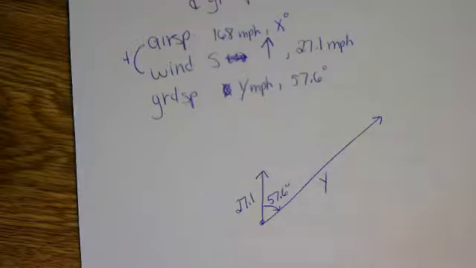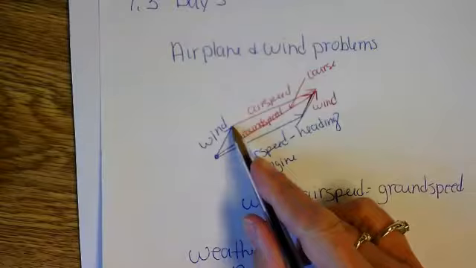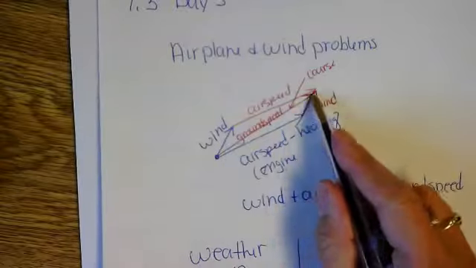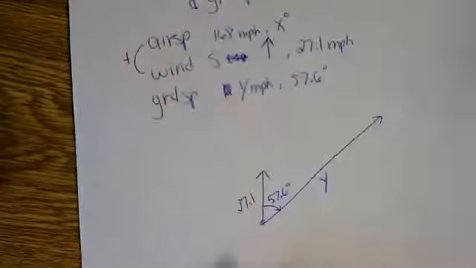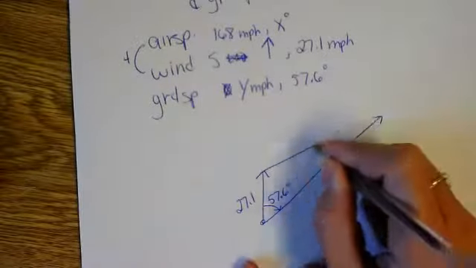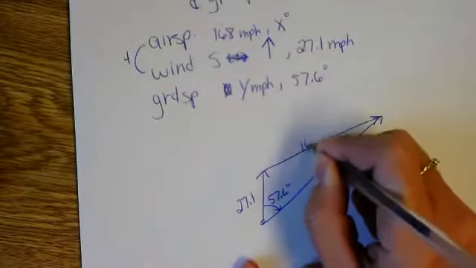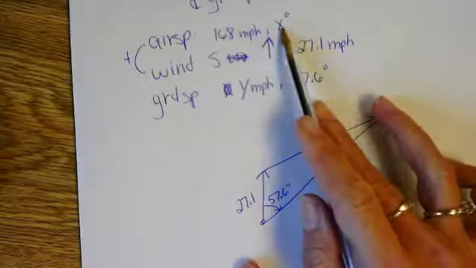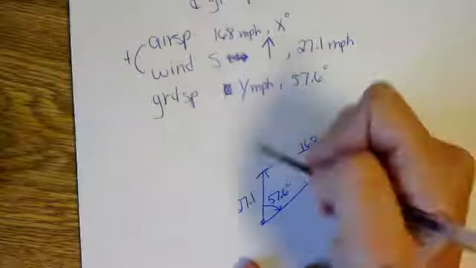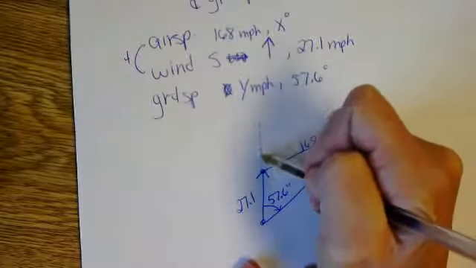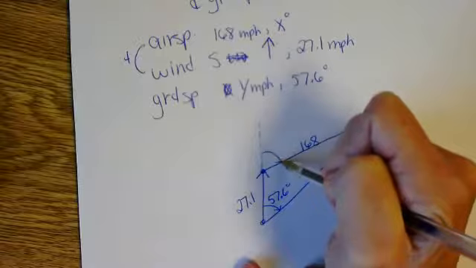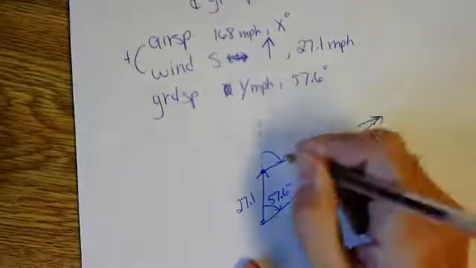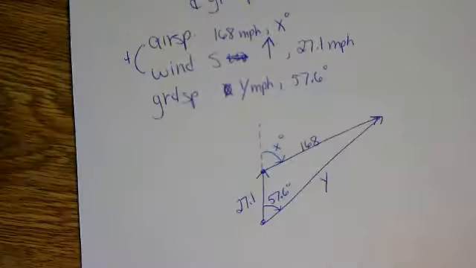And now I'm just going to add on the airspeed vector, because after you do the physics, the airspeed vector starts at the arrowhead of the wind and ends at the arrowhead of the ground speed. So that means it's going right here. This is 168. But we are looking for the bearing here, the bearing of this airspeed vector. So I need to know how far over from due north that is. That's what I've called X. Bearings are from north, remember, so just try to keep all that straight.